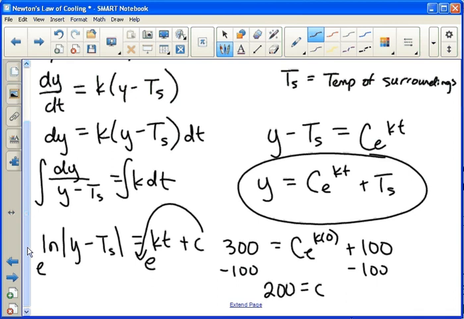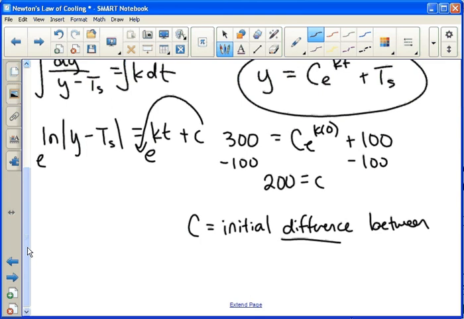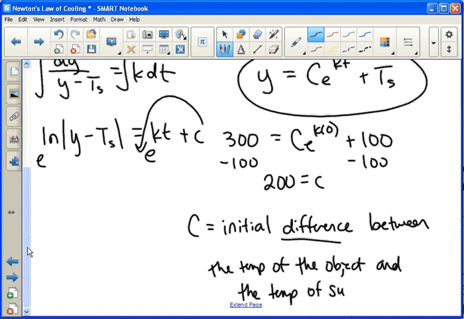So I'll write that down and then we'll look at examples. So for this type of equation, C is the initial difference between the temperature of the object and the temperature of the surroundings. Okay, if you'll move on to part 2, you will see some examples of this.